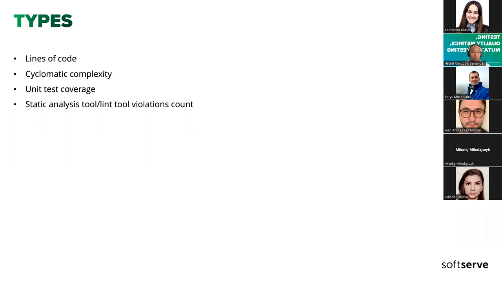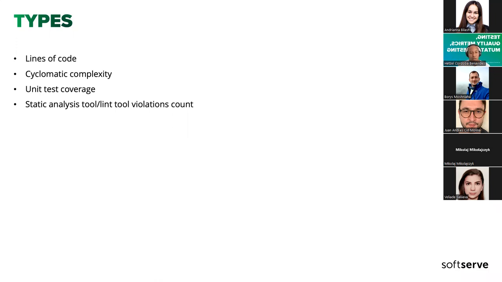We have the cyclomatic complexity. This is to know, based on all the lines of code that we have, which of those lines are being tested. So it's something like the coverage. We have the unit test coverage, a metric that tells us how much of the code is tested. Sorry about that, the cyclomatic complexity: it's about what paths we are testing. For example, in an application we have different ifs.